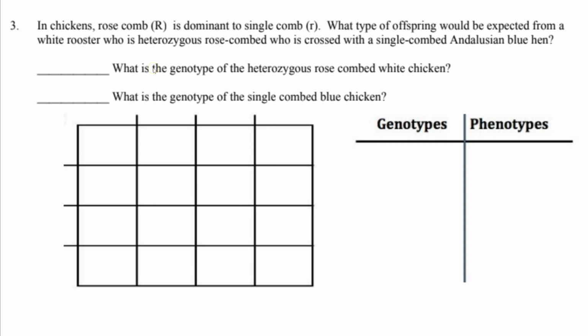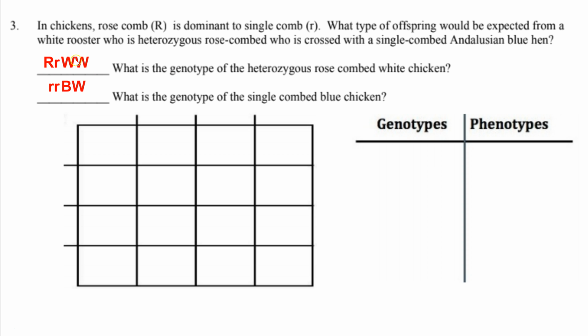So I need to first get the genotypes of the parents. So the parents are heterozygous rose-combed. So that's big R, little r, white. So that's WW. And then the second parent is single comb. So that's recessive, little r, blue, BW.